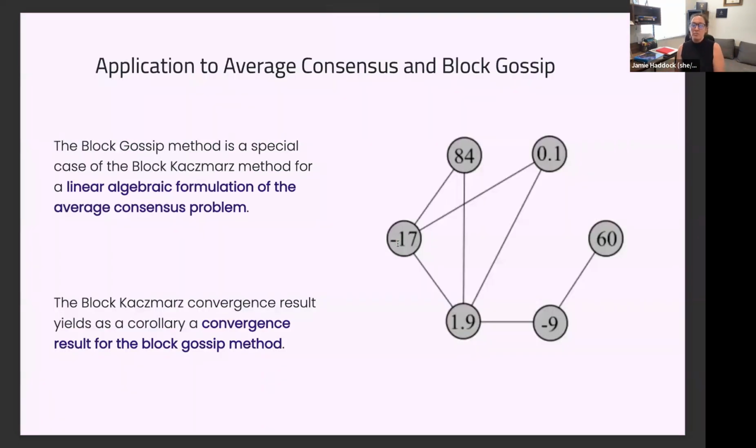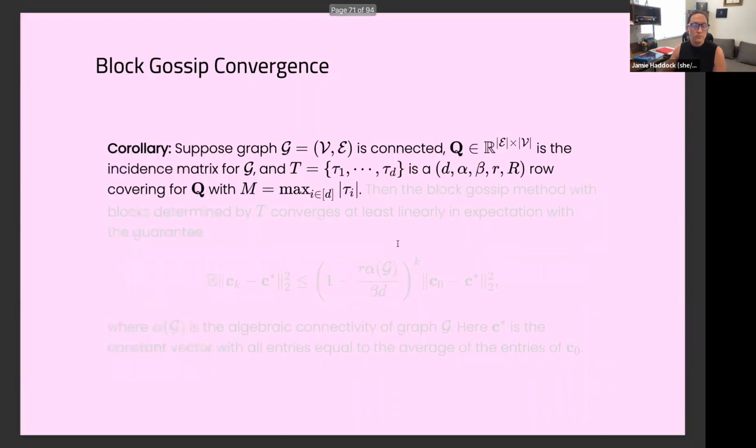Okay, so we've got the block gossip method is a special case of the block Kaczmarz method. We've got this block Kaczmarz convergence result. And so now we're going to get just directly as a corollary, a convergence result for the block gossip method. Okay, so the block gossip method brings us back to the average consensus problem.